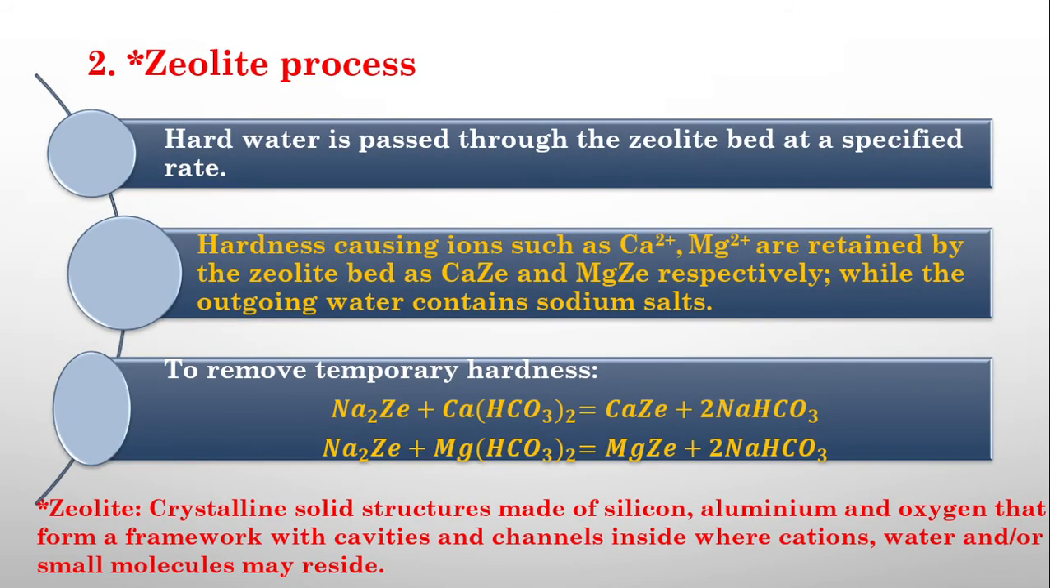It is the zeolite process. Zeolite is a crystalline solid structure made of silicon, aluminium and oxygen that forms a framework with cavities and channels inside, where cations, water or small molecules may reside. It is a crystalline structure made up of silicon, aluminium and oxygen, which has some pores in it which can occupy cations, water or small molecules, so it can act as a filter.